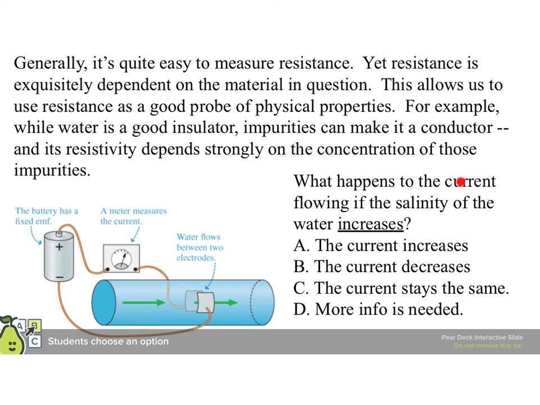And we want to know what happens to the current if the salinity of the water increases, if it gets saltier. Well, based on our earlier chart, we found that increasing salinity decreased the resistivity, which would decrease the resistance, and therefore increase the current.